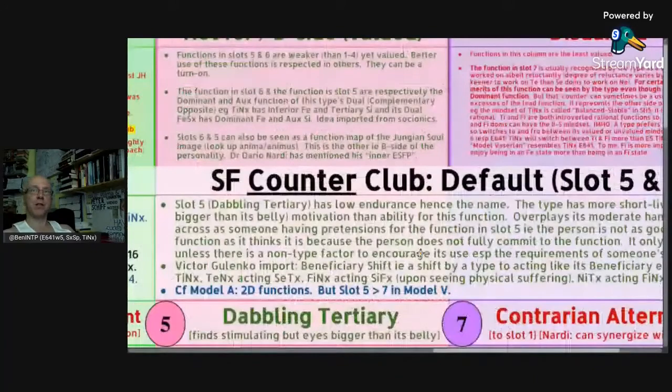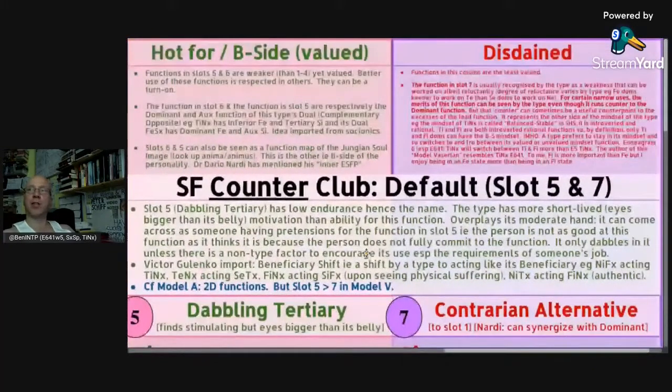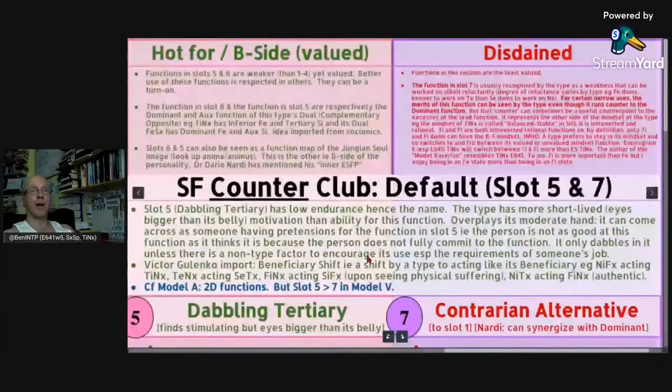So this font, designed for road signs in Italy, is called Alerta. Slot 5. Doubling tertiary. Has low endurance, hence the name. Doubling. The type has more short-lived motivation than ability for this function, eyes bigger than its belly. Overplays its moderate hand. It can come across as someone having pretensions for the function in slot 5, i.e. the person is not as good at this function as it thinks it is, because the person does not fully commit to the function. It only dabbles in it.